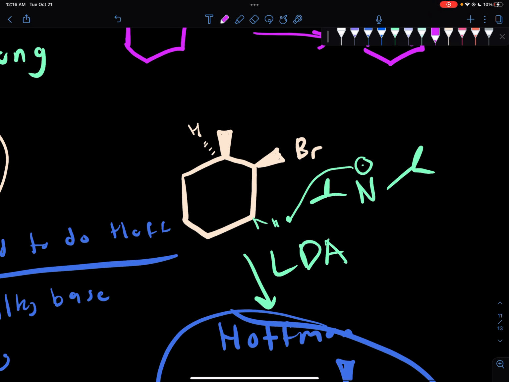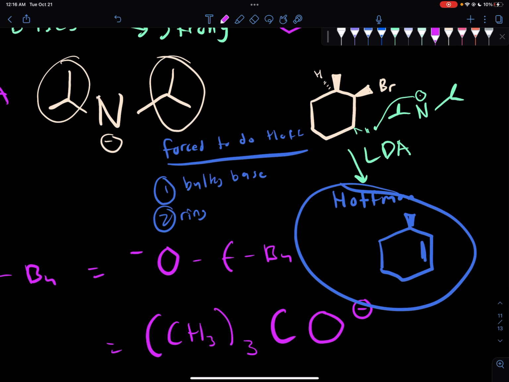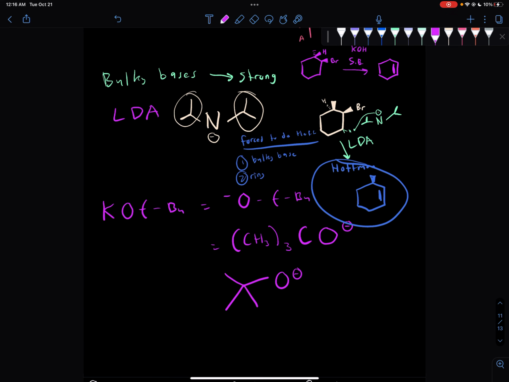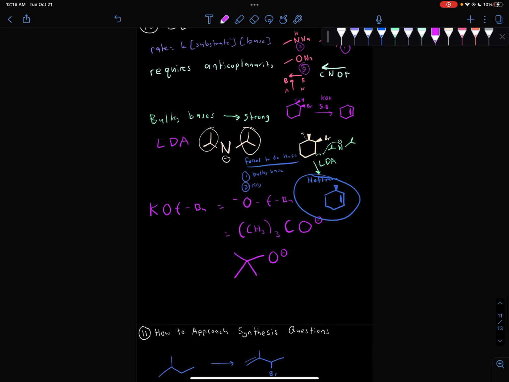The other case is what we just talked about. We do have anti-coplanarity here, but since we're using a bulky base, we can't reach that good hydrogen, so we're forced to do the Hofmann product. Okay? I'm trying to make sure I didn't miss anything. I think we're good. I covered most of the stuff.